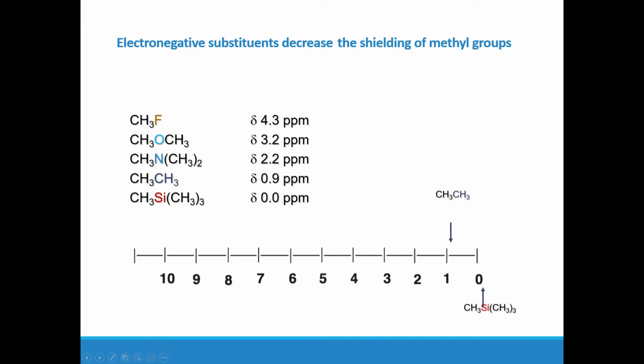If we were to use ethane, we would expect the absorbance at around 0.9 ppm. Once we start adding more electronegative atoms like nitrogen, it'll go up to 2.2 ppm. Oxygen will go to 3.2, and fluorine is 4.3. So a good way to remember: the more electronegative the atom, the less shielding will occur, and the signal will be moved more downfield.